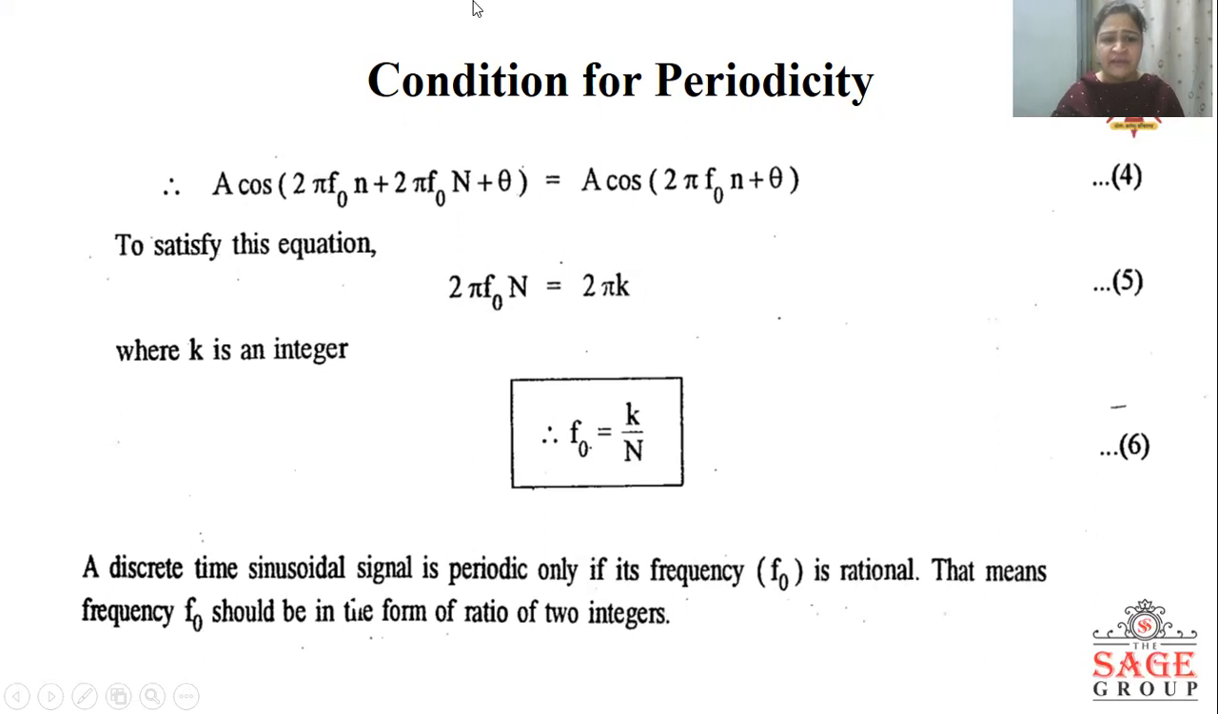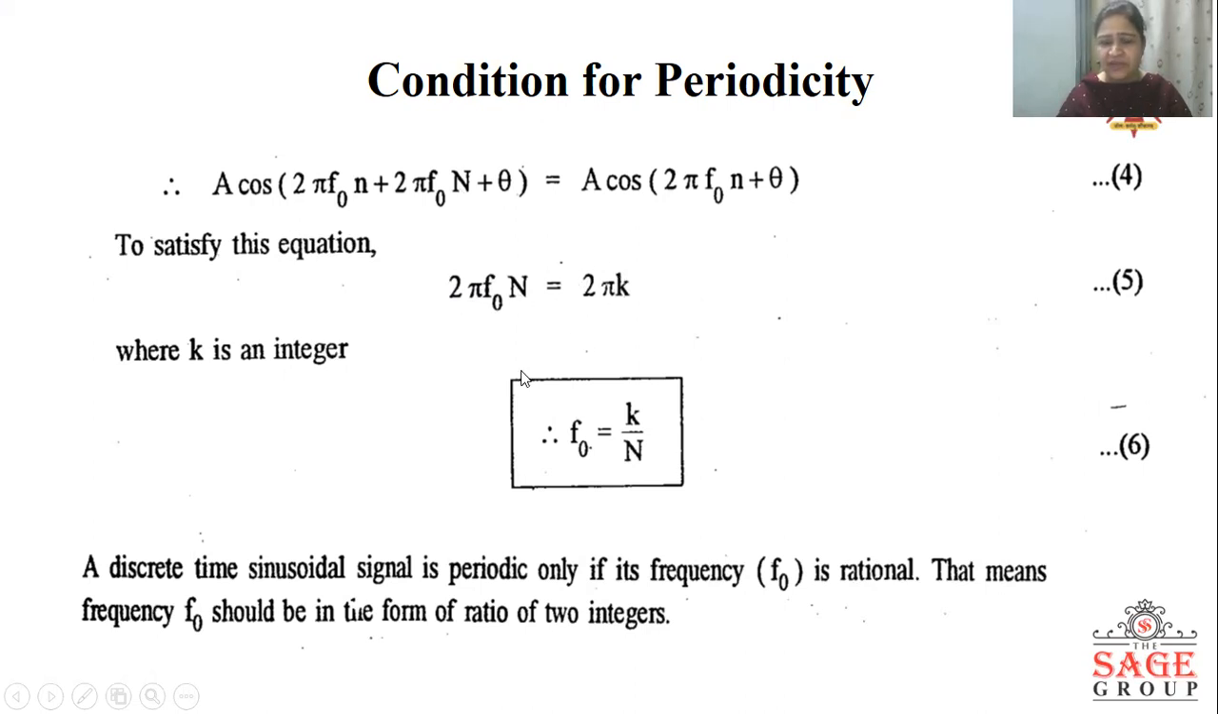Now, when we have 2 pi f naught N equal to 2 pi, when k is equal to 1, then in that case, cos of 2 pi plus theta, we already know is equal to cos of theta. So when we put k equal to 2, we will get 4 pi. So cos of 4 pi plus theta will again be cos theta. So for this condition to exist, we should have 2 pi f naught N equal to 2 pi k, where k is any integer.